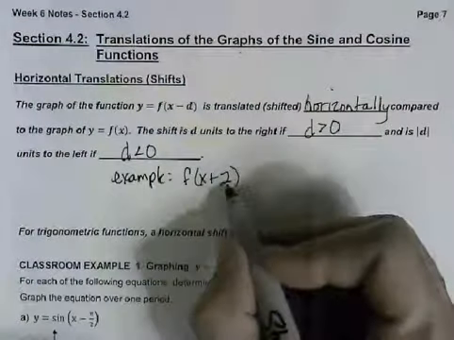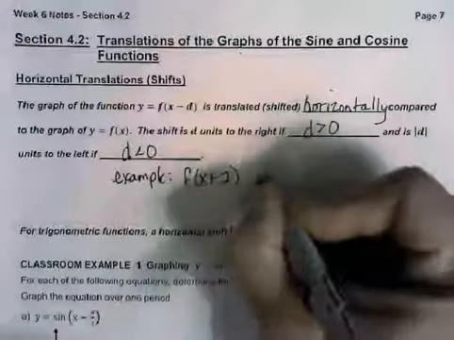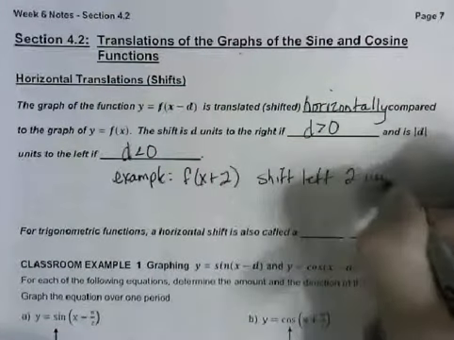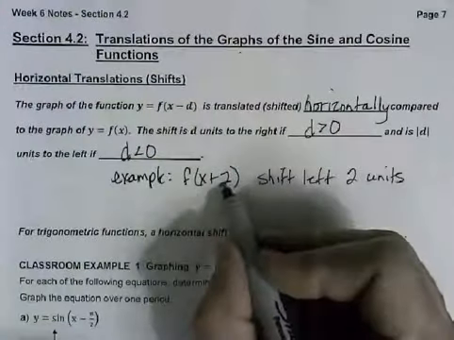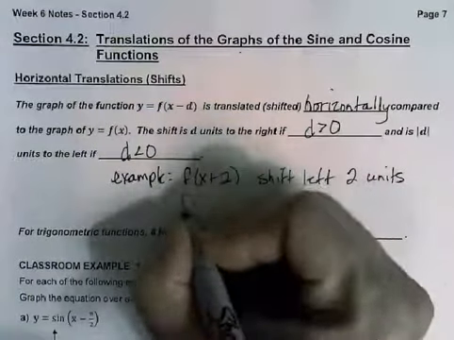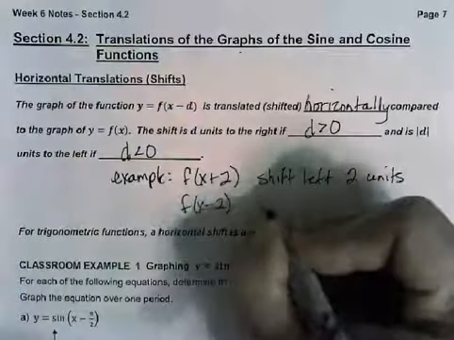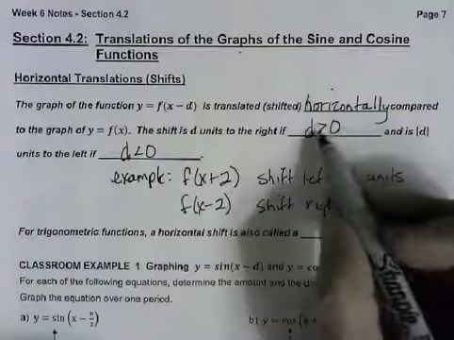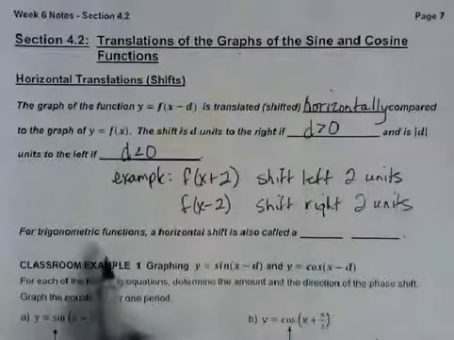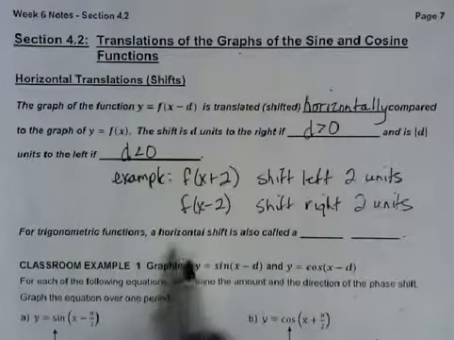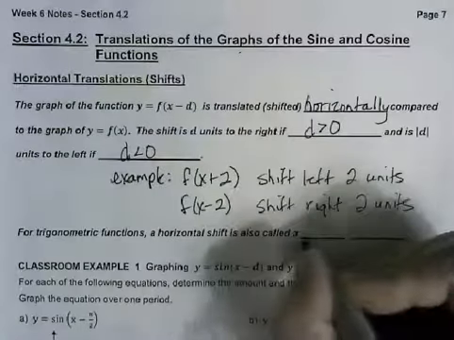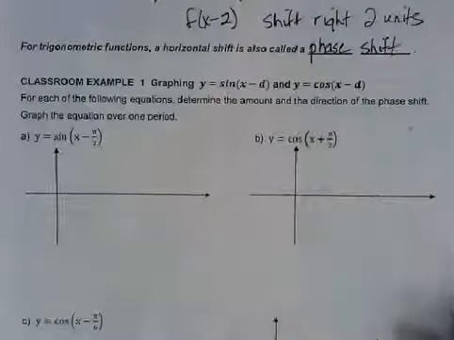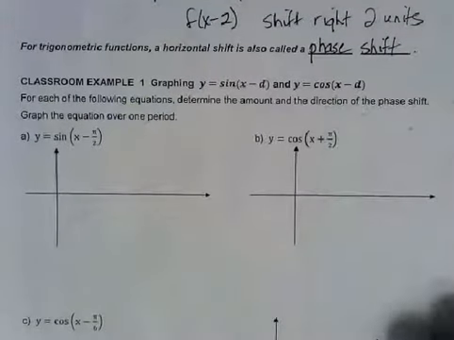If we add 2 inside of the function with the f, that's going to shift the graph to the left by 2 units. So if this is a plus in here, then it's going to shift it to the left. If it's a minus, it's going to shift it to the right. So this, I think, is easier to remember than trying to remember it this way. Now, when we talk about trig functions, a lot of times instead of calling it a horizontal shift, we call it a phase shift. Now let's do some examples where we're doing one of these horizontal shifts or phase shifts.